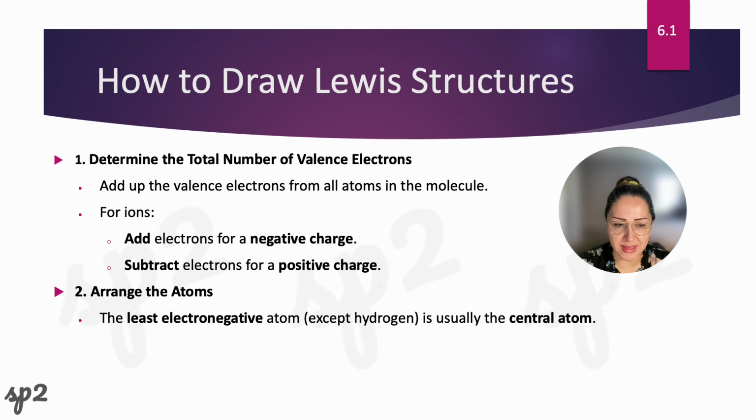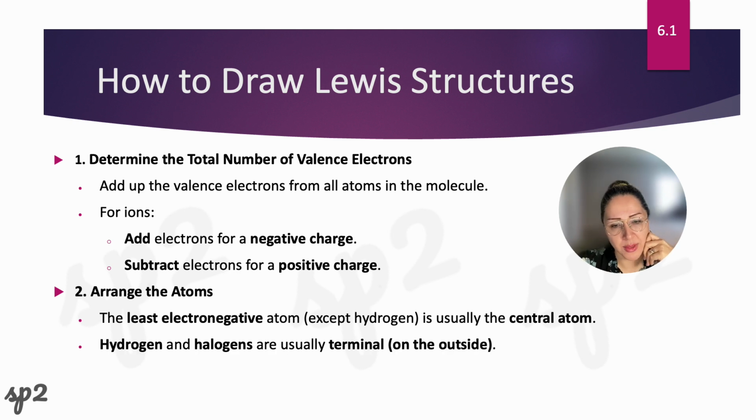So when you're done with that step, the next one is arranging the atoms in a way that you have your least electronegative atom in the center. Now, this wouldn't be happening for hydrogen because hydrogen can never have more than one bond, right? Also, if you have a halogen, they're going to be typically terminal, so they're not going to be in the center because they cannot have more than one bond, mostly, right? This is what we see typically for halogens.